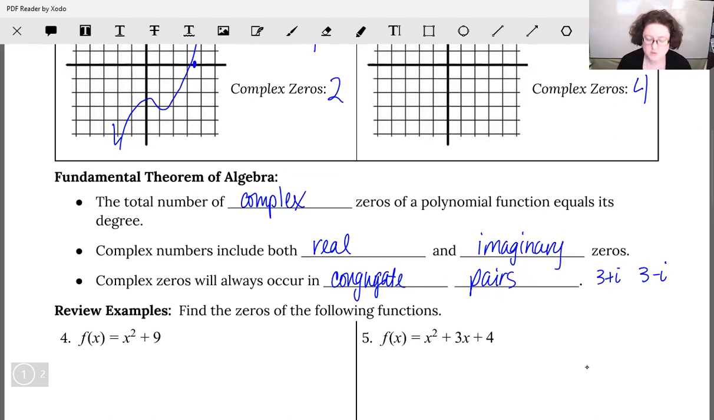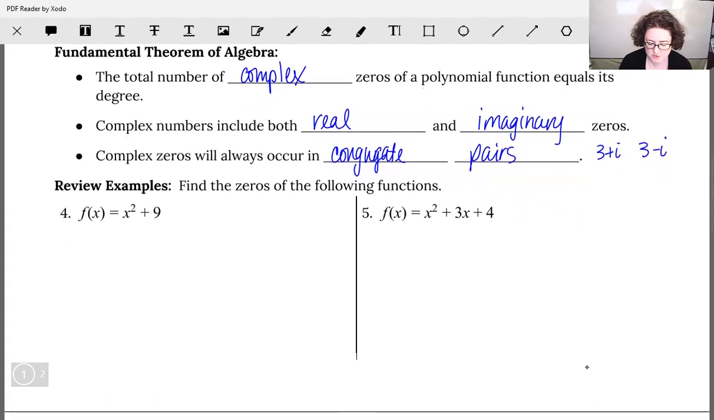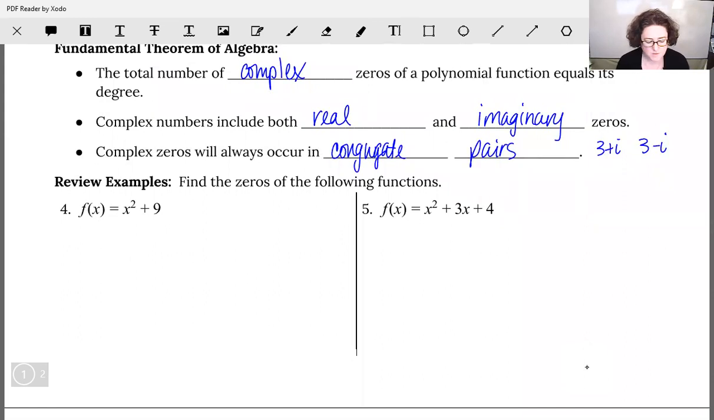Okay, so pretty straightforward ones. And this is just going to use math that we've already used before. So our first function, f of x equals x squared plus 9. Well, this is just a quadratic. And so when we solve this out, one of the ways that we could do this is set it equal to 0, and then use one of our methods.